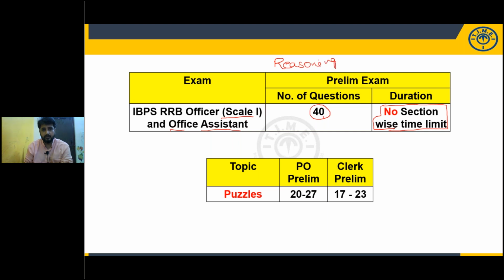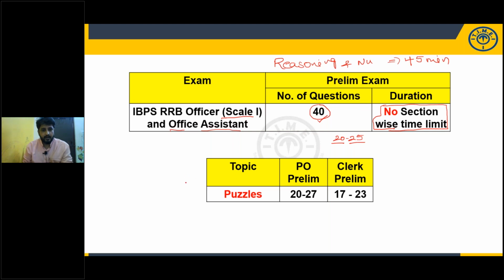From reasoning, you will be given 40 questions in the prelims exam, and we don't have a section wise time limit, but the overall time limit for reasoning and numerical ability or quantitative aptitude is 45 minutes. So you may spend 20 minutes for reasoning and 25 minutes for quant, or 25 minutes for reasoning and 20 minutes for quant. That depends on you, in which area you're much stronger. Depending on that, you can choose your time.